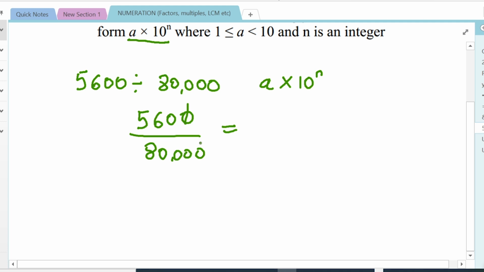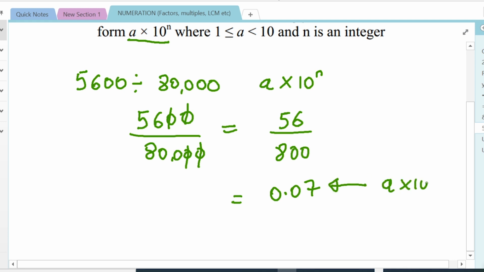So we can cancel those two zeros, and we end up with 56 divided by 800, like that. So what is 56 divided by 800? That's going to give us 0.07. That's the answer, but they're asking us that the answer should be in the form of a times 10 to the power n. And they're telling us that the value of a should be between 1 and 10, and the value of n should be an integer.